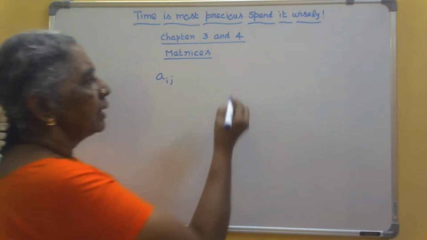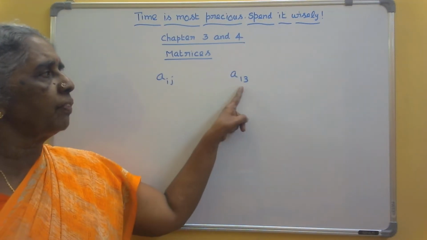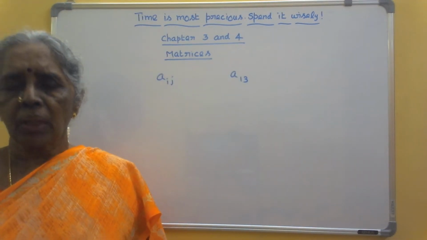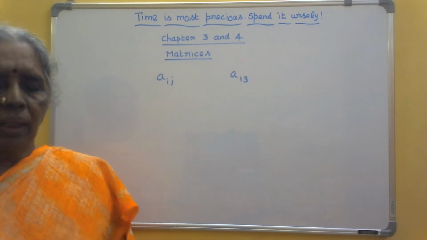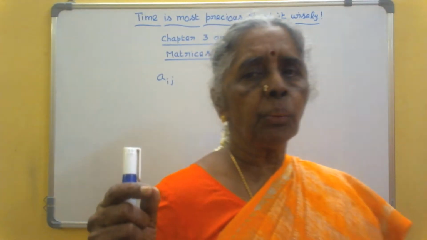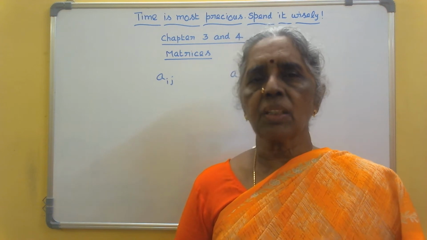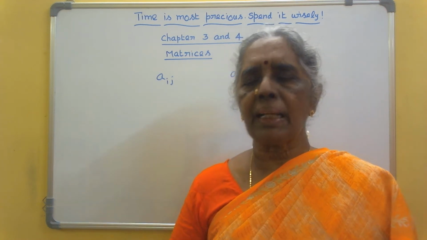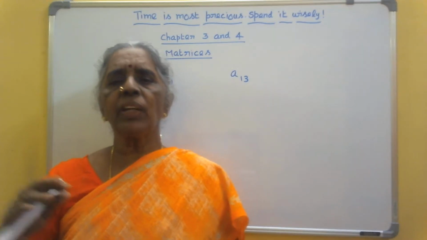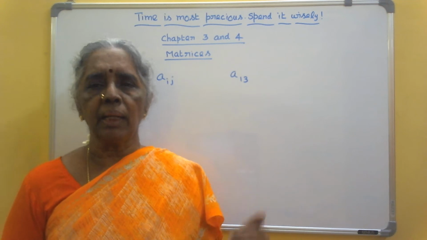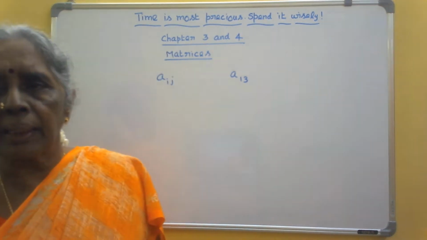In case you write a_13, it is the element belonging to the first row, third column. So first the basic is about the order and about this ij. If they tell you the order of the matrix, you can find how many elements there are. For example, if the order of the matrix is 2 by 3, there will be 6 elements in that matrix. And if they give you the number of elements, you can tell the possible orders of the matrix. This is a very basic thing you should know.